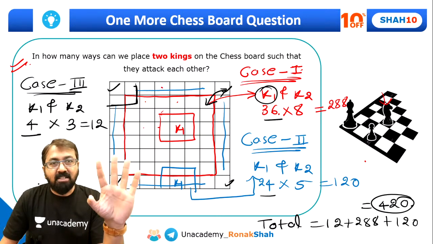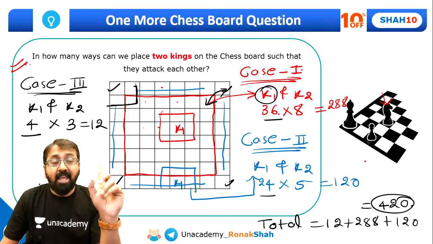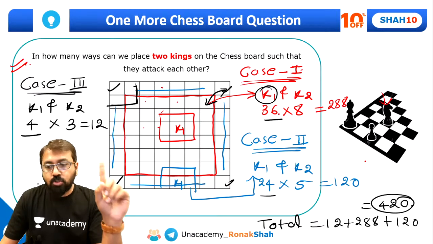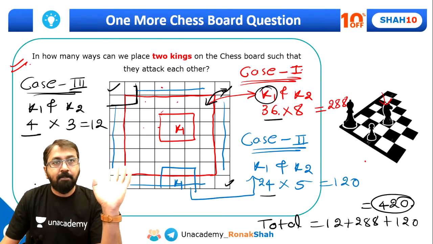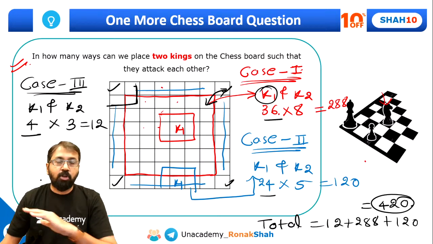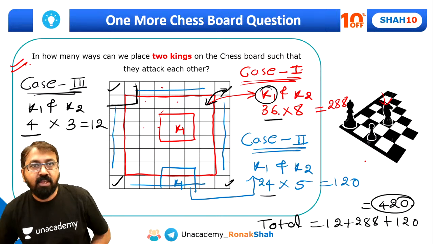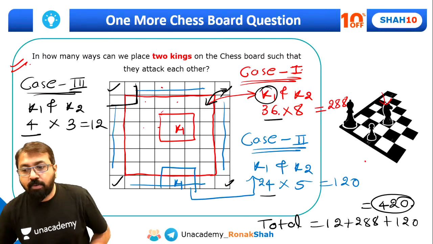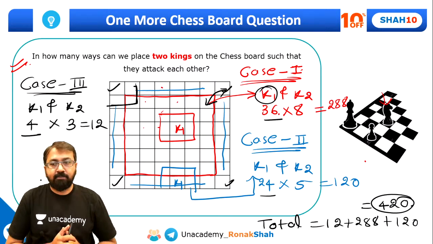Yes, please understand the kings are always different and the squares on the chessboard are also different. Guys, remember this point. The kings are always different as well as the squares on the chessboard are also different. है ना? Square भी chessboard पे अलग होते हैं.